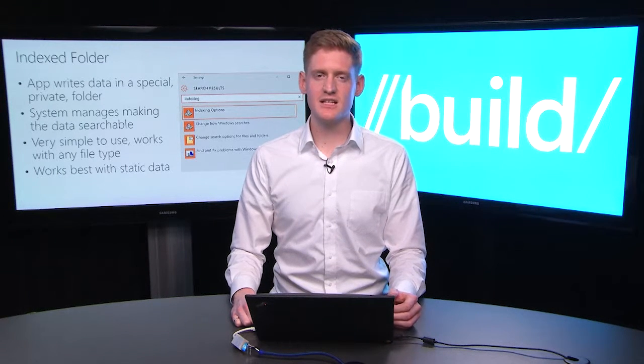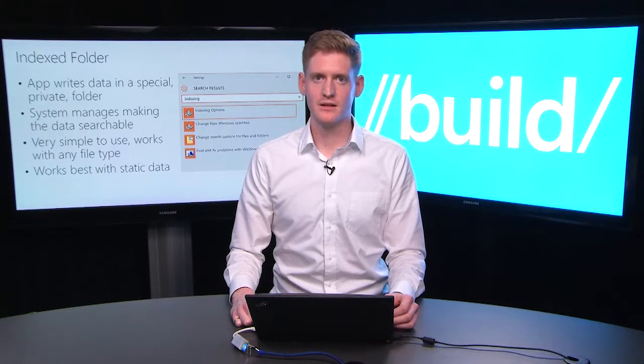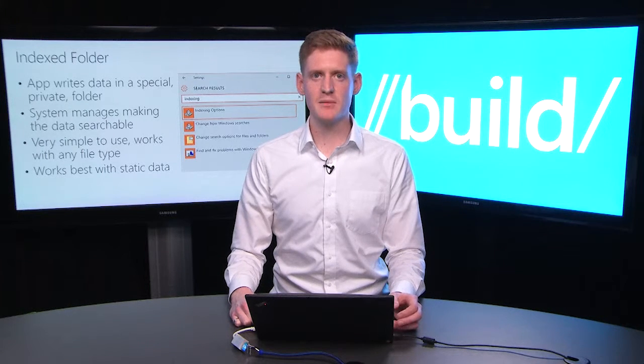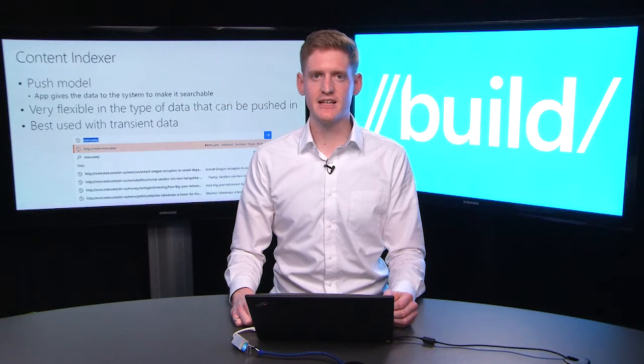Now, some data doesn't fit great into a file format. The marquee example of this is OneNote files. When OneNote creates a file and they want it to be searchable, it doesn't fit nicely into a single file. They have their own very complex data structures. So in that case, they can't use the indexed folder. They use what's called the content indexer.